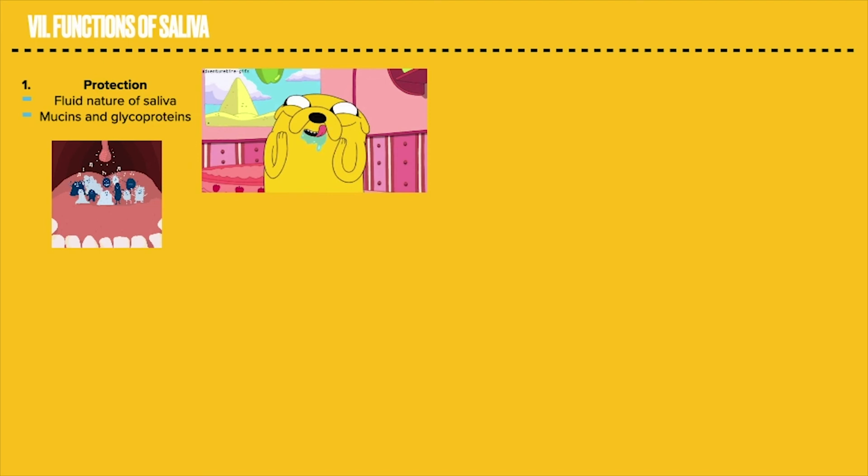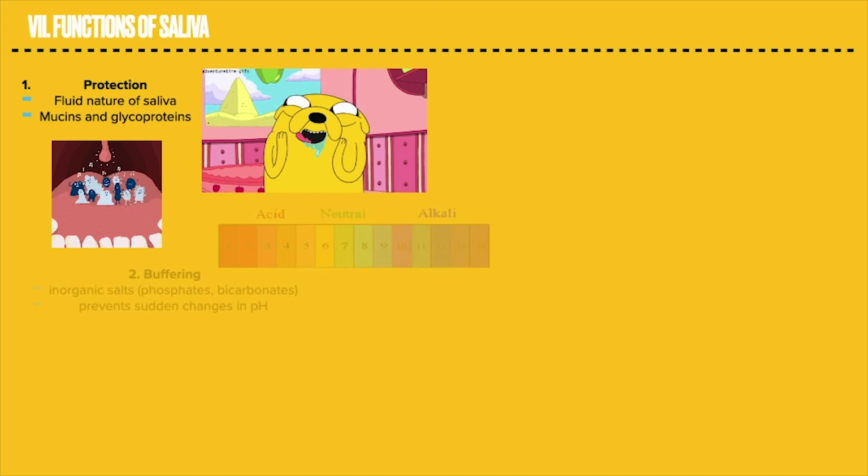The mucins and other glycoproteins provide lubrication, preventing the oral tissues from adhering to one another and allowing them to slide easily over one another. The mucins also form a barrier against noxious stimuli, microbial toxins, and minor trauma.